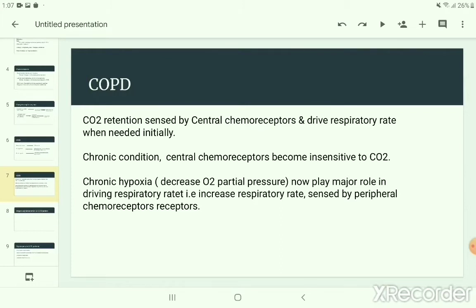So the drop in the arterial partial pressure of oxygen is sensed by the peripheral chemoreceptors, and it directs the respiratory center to increase the respiratory rate in an attempt to exhale maximum carbon dioxide and inhale maximum oxygen. So in a COPD patient, now the phenomenon is changed. Again, I will repeat that in a COPD patient, the respiratory driver changes from the central chemoreceptor to the peripheral chemoreceptor.